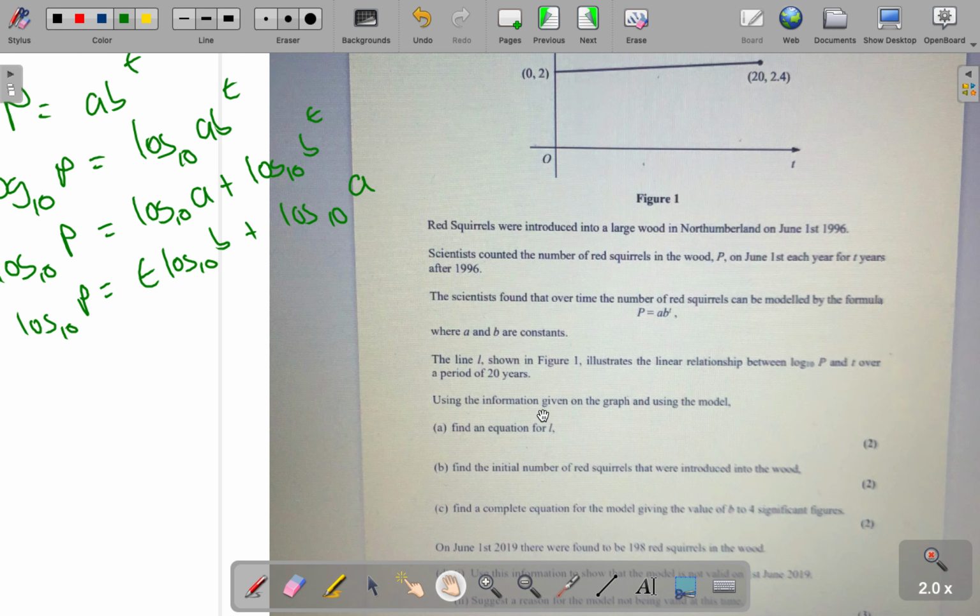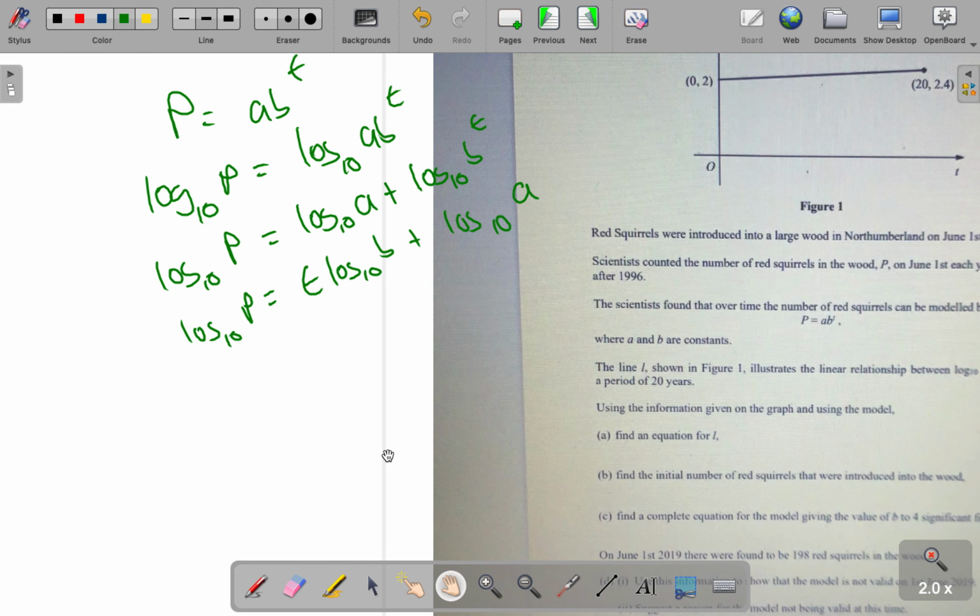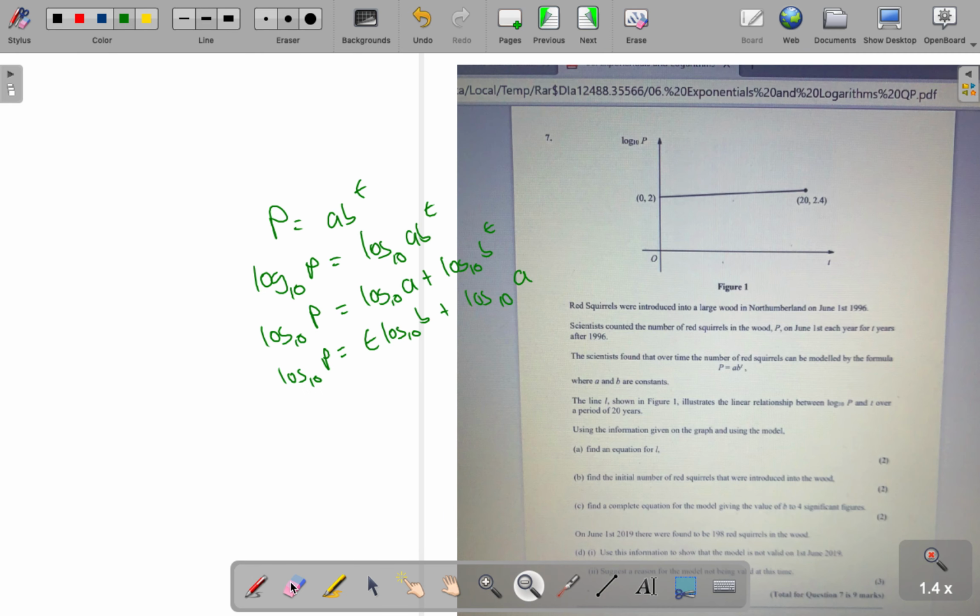The line L, so find an equation for L, find the initial number of red squirrels that were introduced into the wood. So here we have that the initial squirrels is going to be the following. We're given here that the number of squirrels in the wood is p, so log base 10 p is essentially equal to y, which is equal to 2. So here p is simply just going to equal 10 to the power of 2, which is equal to 100, because this is where t equals 0.